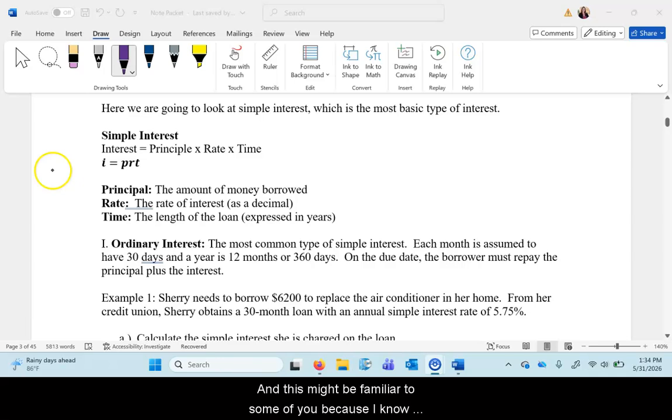Here's your formula, and this might be familiar to some of you because I know it gets used in various courses and various topics. But how you find the interest is you take the principal. Now, the principal is the amount that you're borrowing times the rate times the time. And so in short, we usually say I equals PRT. Very simple to remember. So down here, like I said, the principal is the amount of money that you borrow.